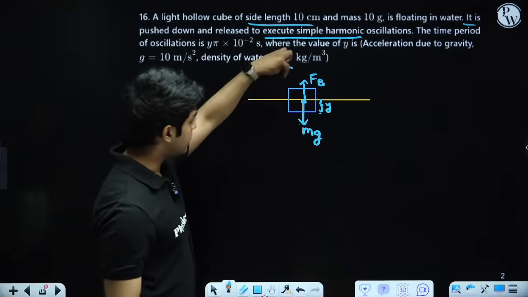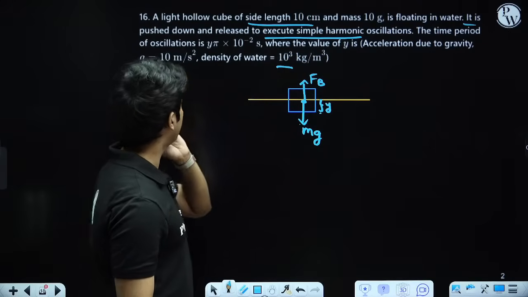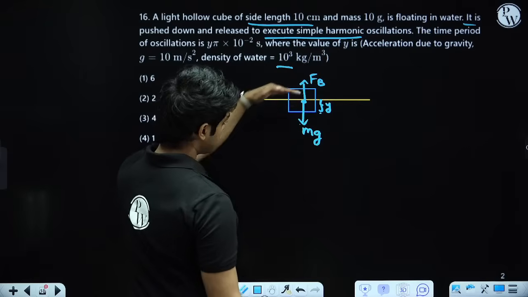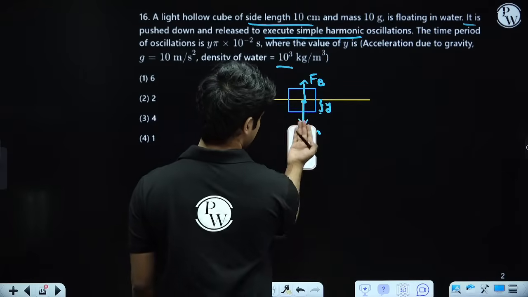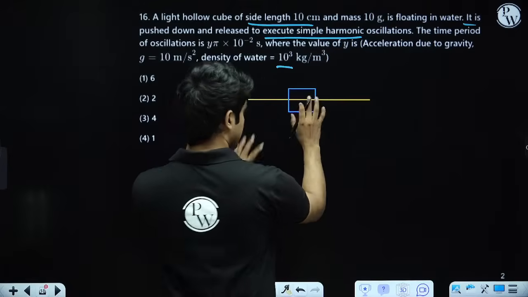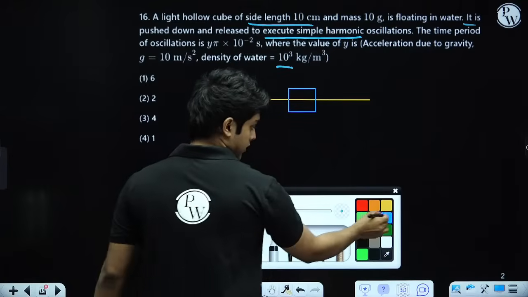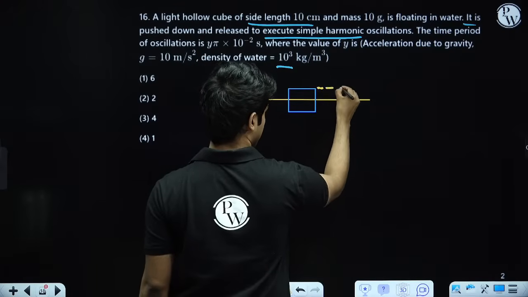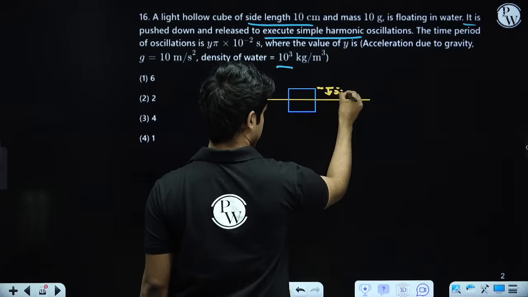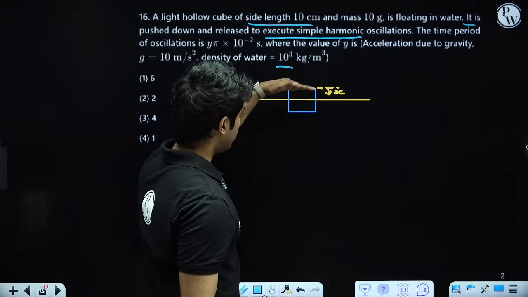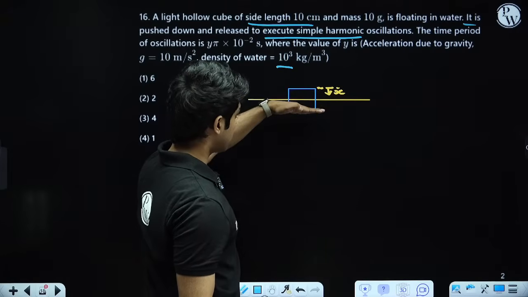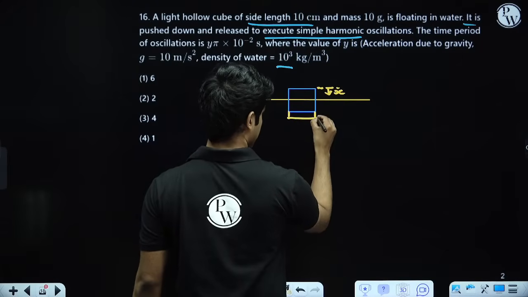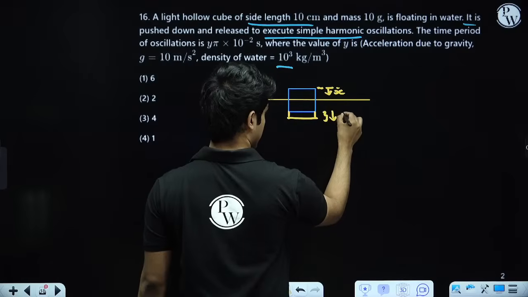Now what we'll do is push the cube inwards by a small amount, and then we release it. Right now the block is in equilibrium. What happens when we push it inwards? Let's say we push the block by a small distance of x. The upper level will come down by x and the bottom face of the cube goes down by a distance of x.